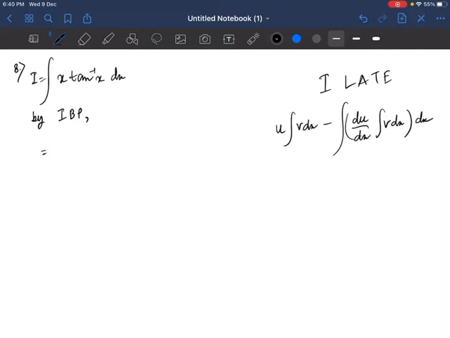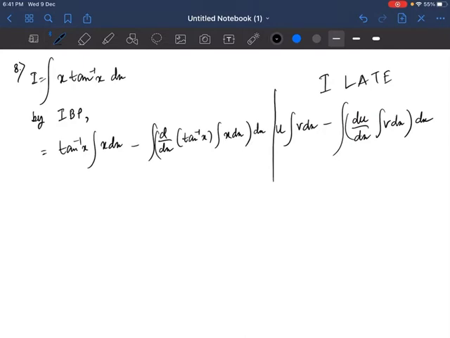So let's write here. So tan inverse x outside, integration of x dx minus differentiation of tan inverse x. So differentiation of tan inverse x, then integration of x dx, then the entire thing dx. So this is what we have.